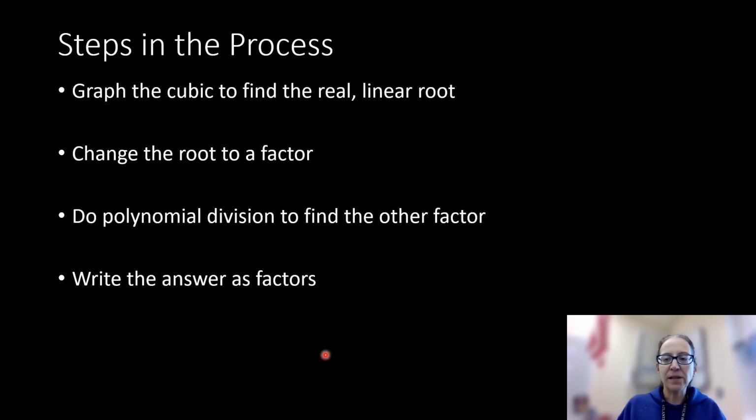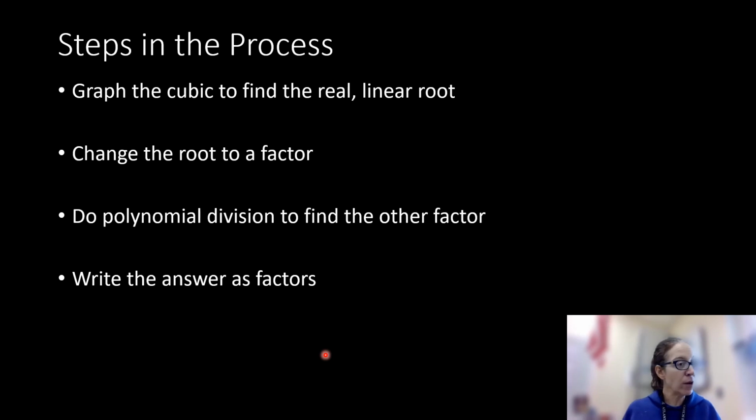So the steps in the process. Okay, so what are the steps? Graph the cubic to find the real linear root. So what we're going to do is use Desmos. We're going to graph the expression to get a piece of the answer. Okay, so we're just going to graph it and look at it. And obviously, I'll show you how to do that. Then we're going to change the root to a factor. So that's going to take a little bit of explanation. Then we'll do polynomial division to find the other factor, and then write the answer as factors.